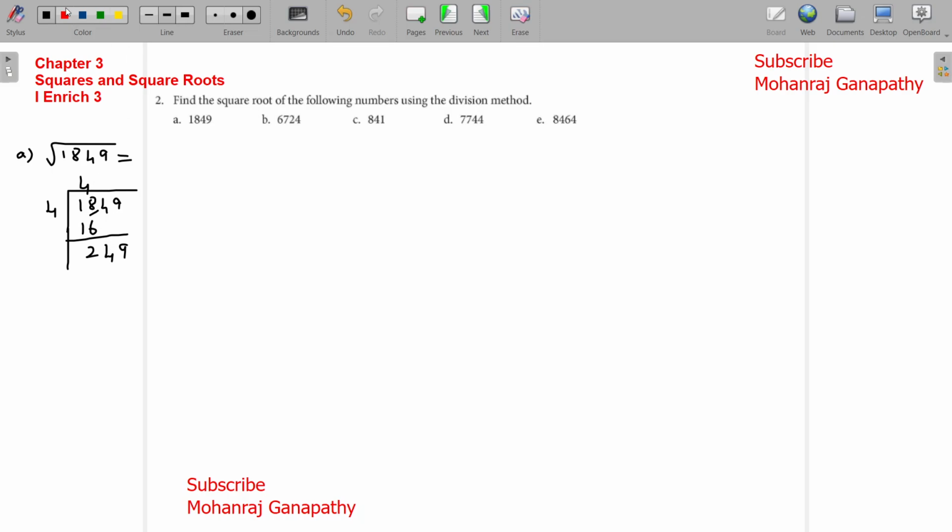Now multiply the quotient by 2. 4 2s are 8. Okay. Now look at the last digit 3. We need another digit here. What number multiplied by the same number gives us 9? Either 3 3s are 9 or 7 7s are 49.